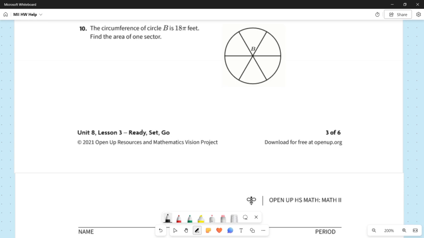Question 10. We're told that the circumference of circle B is 18 pi feet, and we're being asked to find the area of one sector. Notice that in this question, we're given information about the circumference, and we want to find the area of something. Whenever you have a situation like this, it's almost always a good idea to get the radius first.